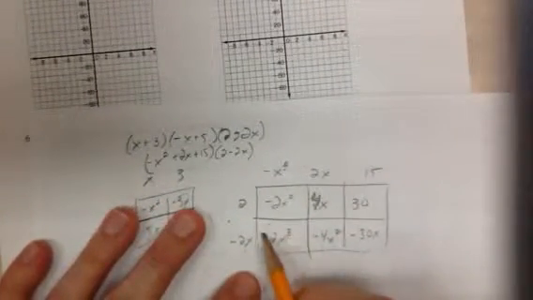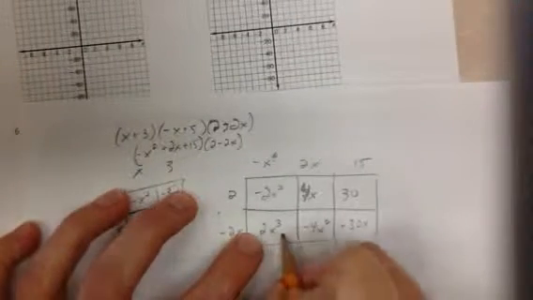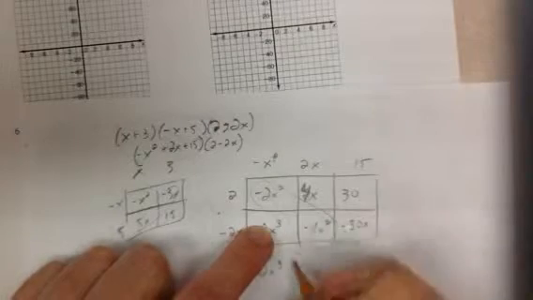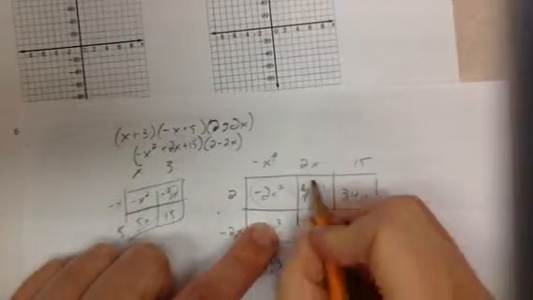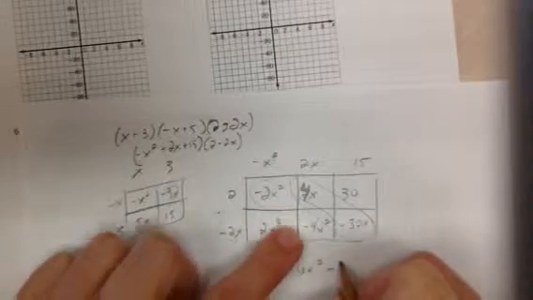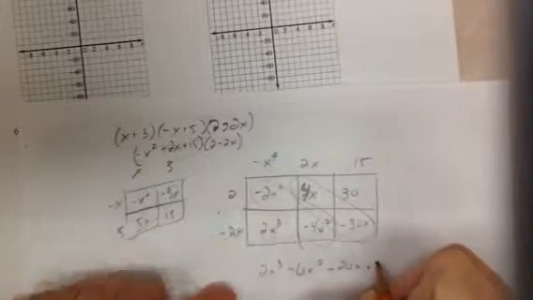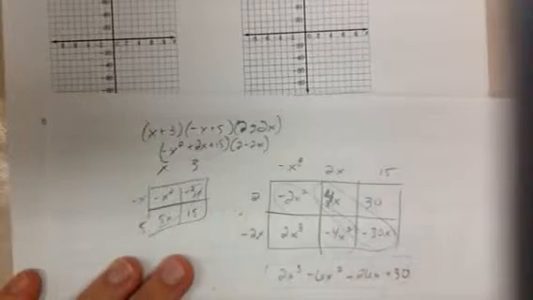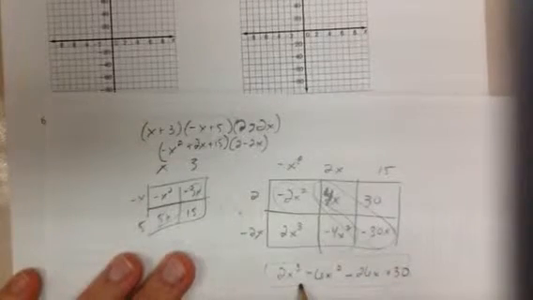So I'm going to start writing it in standard form. This is 2x to the third. And then these two add together, so negative 6x squared. Then these two, negative 26x, and then positive 30. Okay, so that's what it is when it's multiplied out, right? So I determined the product.